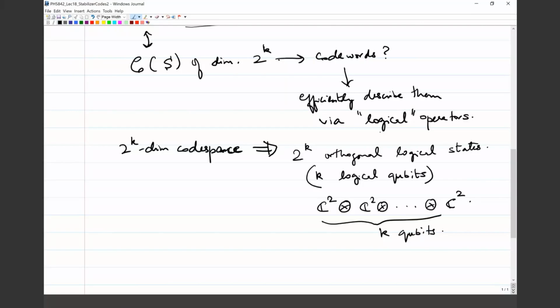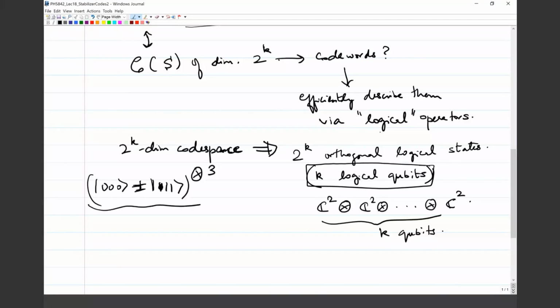But I don't want to simply look at it as a 2 to the k dimensional space. I want to look at it as a space of k logical qubits. That's the point. See, if I look at my Shor code, then it has code words like this, right? So indeed, these are states of 9 qubits, right? This is a 9 qubit state, but how many code words do I have? I just have 2 of them, right? One being the 0 logical and the other being the 1 logical, right?